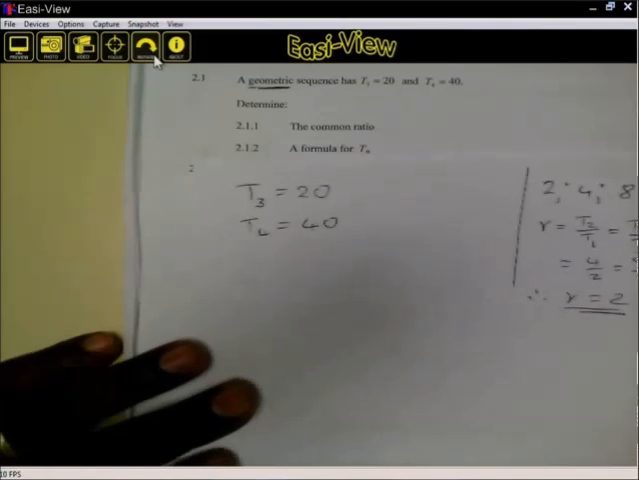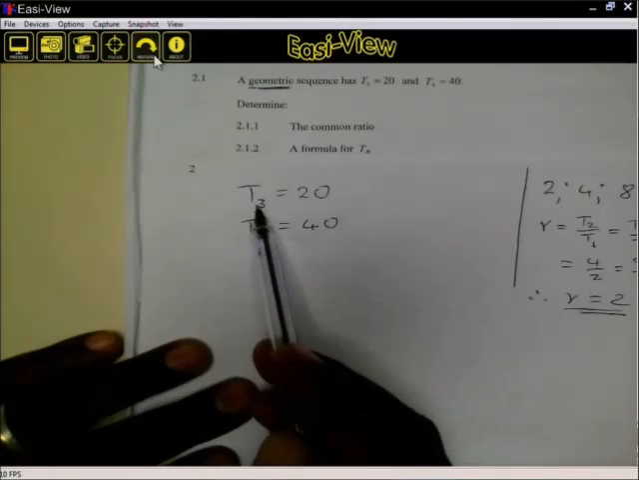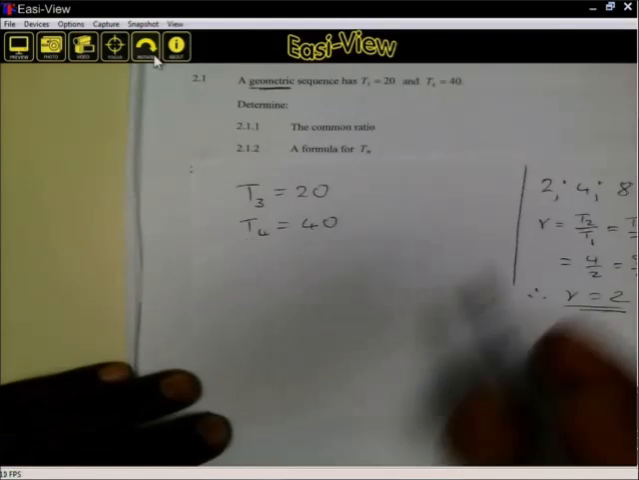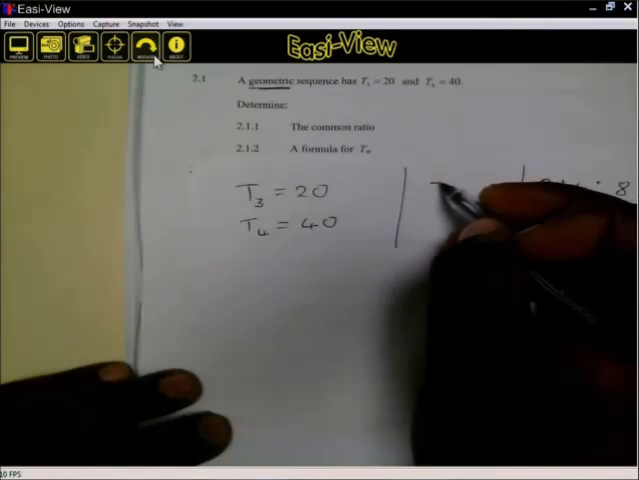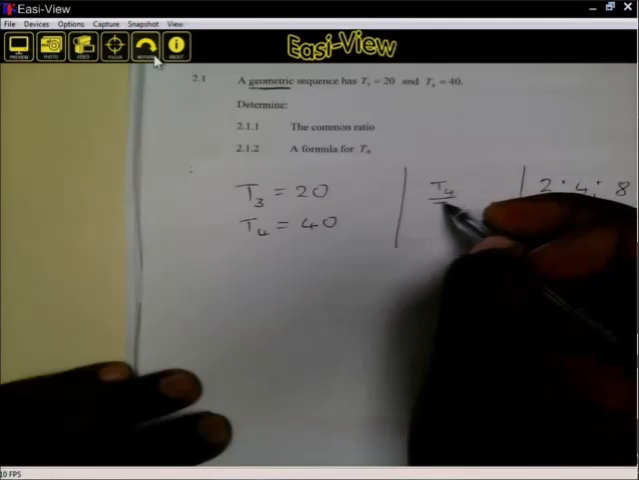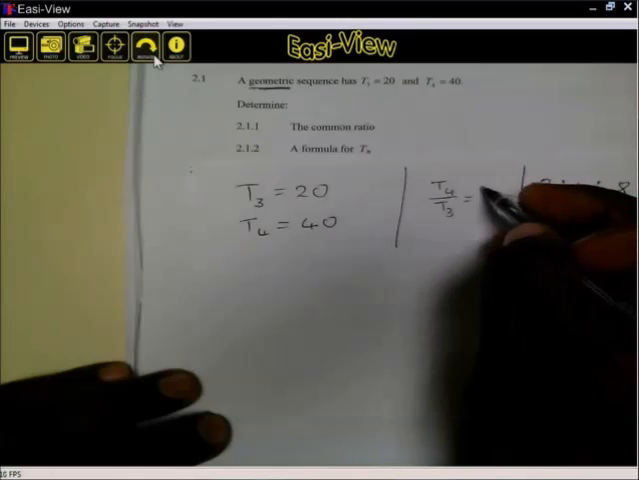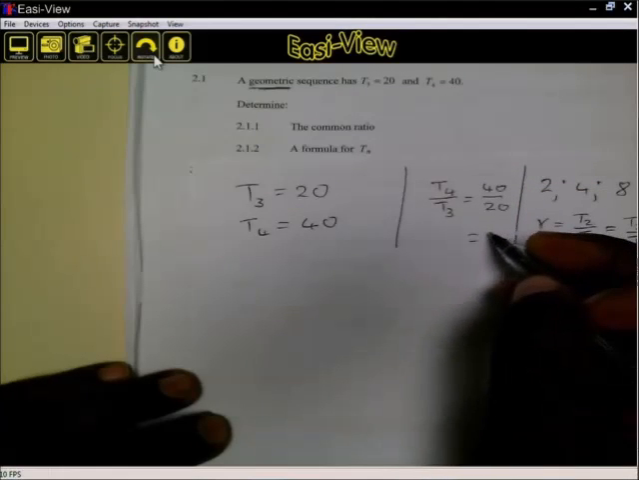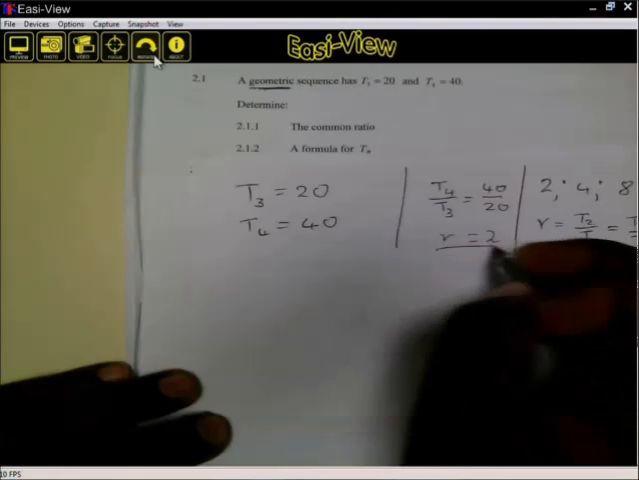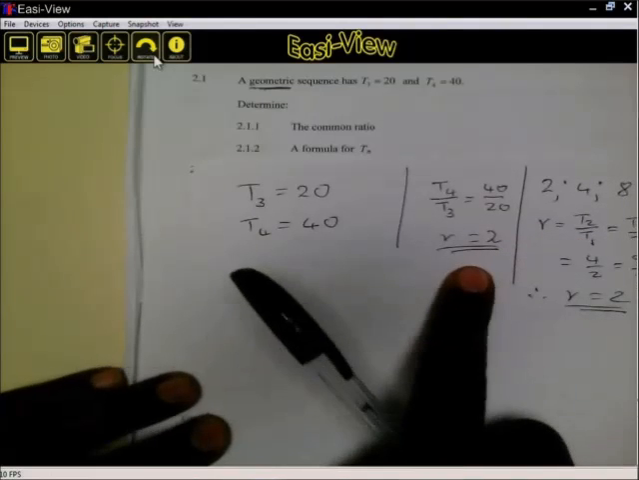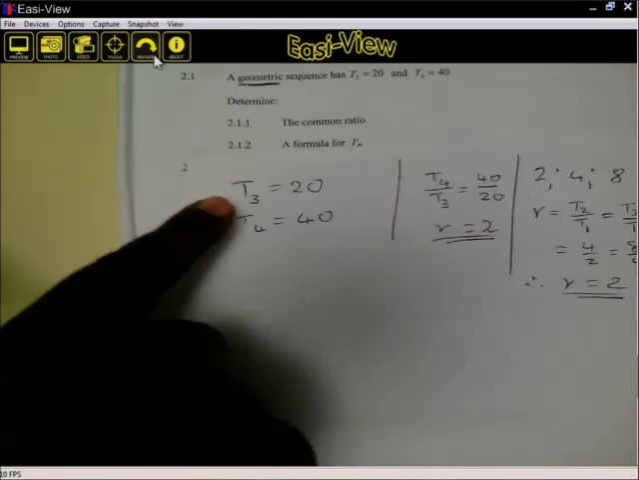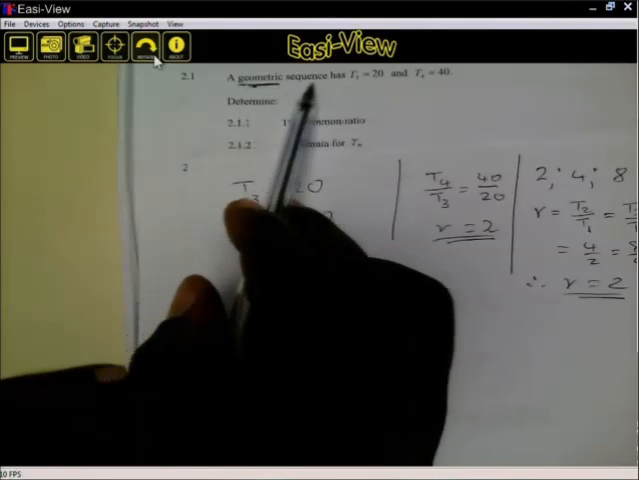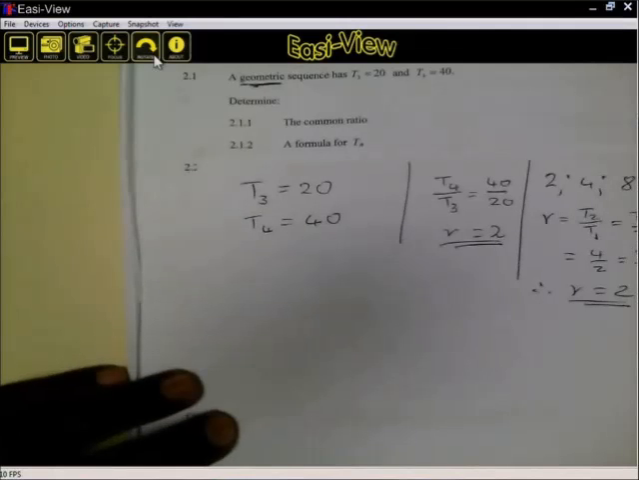Now, what I wanted to explain is this. Term number 3 and term number 4 are successive terms. So, which means even if we can simply say T4 divided by T3 equals 40 divided by 20, this will still give us the common ratio, which is equal to 2. The common ratio here is equal to 2 because these two terms here are successive, and because we are told that the sequence is geometric.